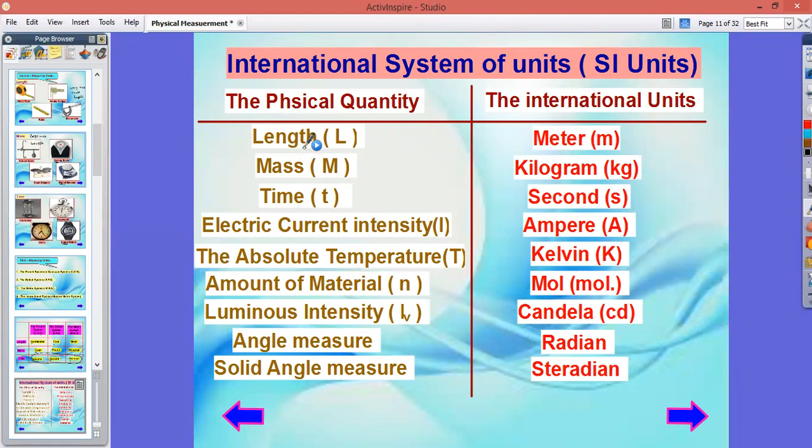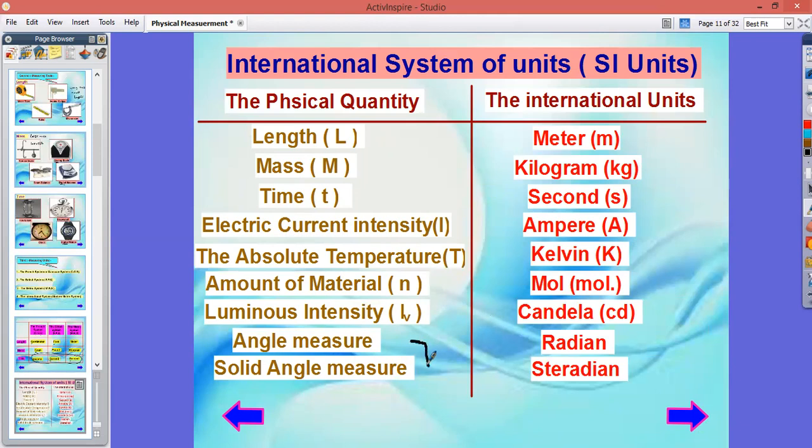Again, the measuring unit of length is meter. The measurement of mass is kilogram. The measurement of time is second. The measuring unit of electric current intensity is ampere. Absolute temperature, Kelvin. Amount of material, mole. Luminous intensity, candela, light candle. Angle measure, radian; solid angle measure, steradian.